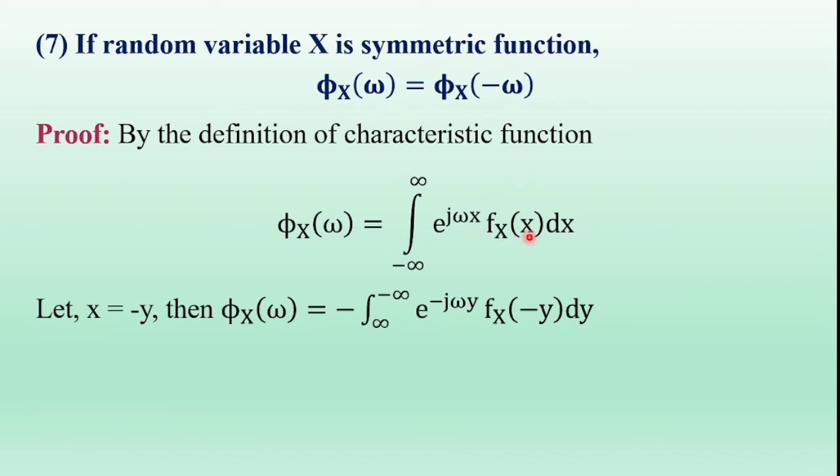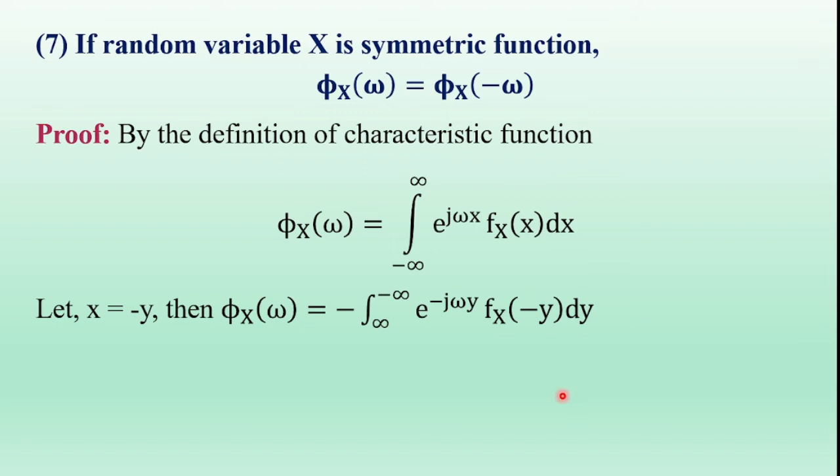So now here, what are the ranges of the x? X ranges are minus infinity to plus infinity. Now here we are considering x is equal to minus y. Now calculate the ranges of y. If x is equal to minus infinity, then y is equal to infinity. That is the lower limit. If x is equal to plus infinity, then y is equal to minus infinity. That is the upper limit. So the ranges of the y are plus infinity to minus infinity. So therefore, pi x of omega is equal to minus integral plus infinity to minus infinity e power minus j omega y fx of minus y dy.